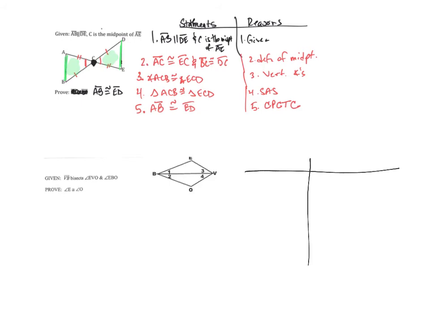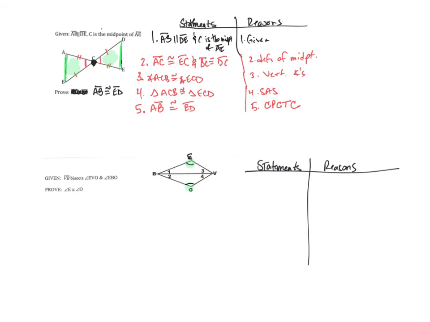Okay, let's make our T-chart. Here's our statements. Here's our reasons. Let's look at what we got. We are given that VB bisects angle EVO and EBO, so it's an angle bisector, and I need to prove that angle E, this one right here, and let's highlight it, is congruent to angle O right there.